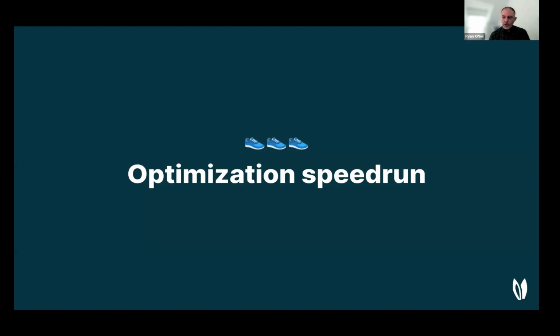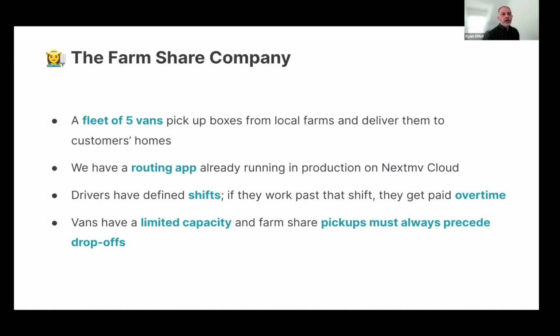We're going to just dive right in and take a look. And in order to do that, let's imagine that instead of my role as CTO of Nextmove, I'm going to switch temporarily over to my role as a decision scientist at the FarmShare company, which is a little-known subsidiary of Nextmove. The FarmShare company grows carrots, and we deliver them to carrot enthusiasts.